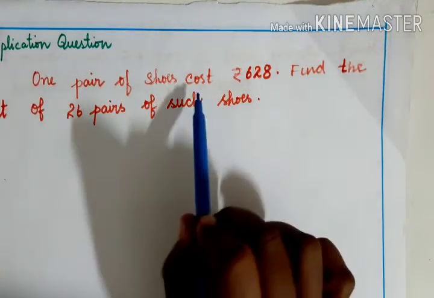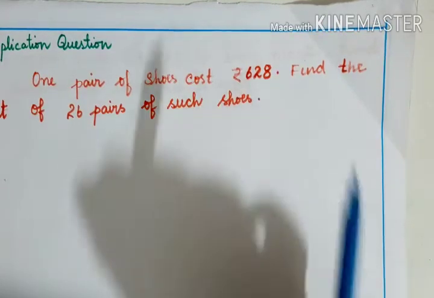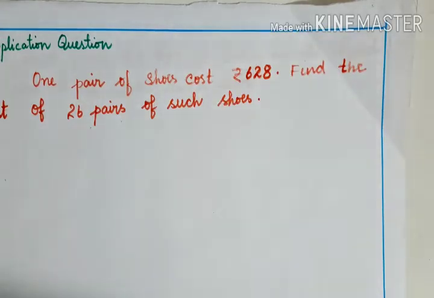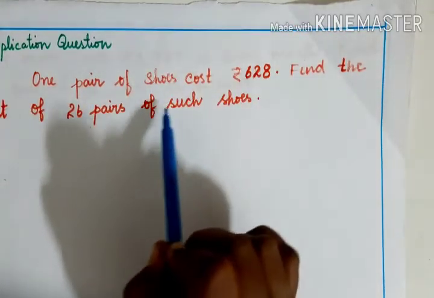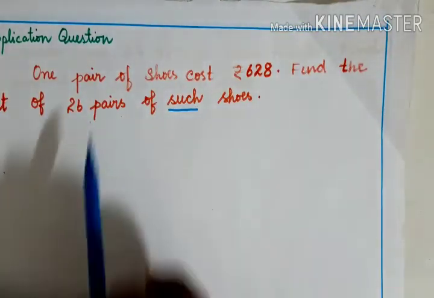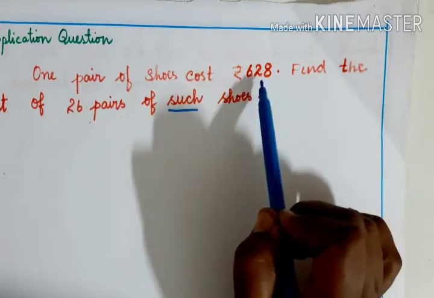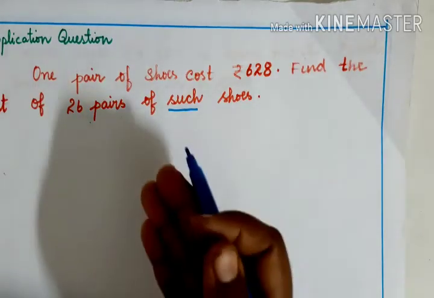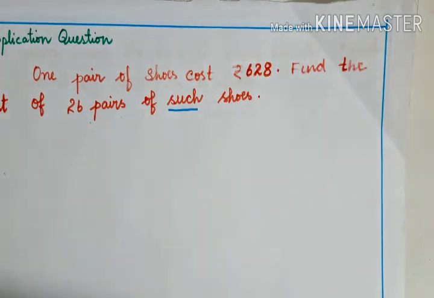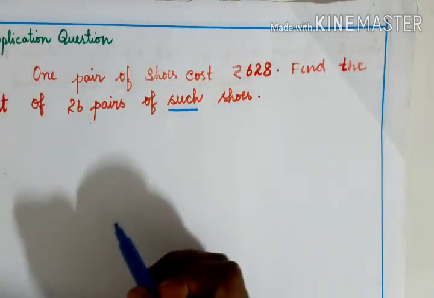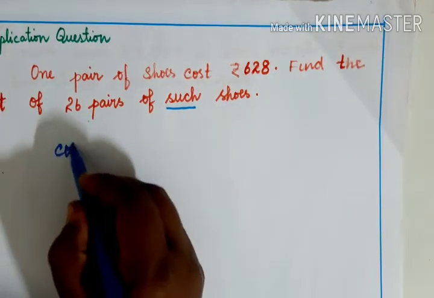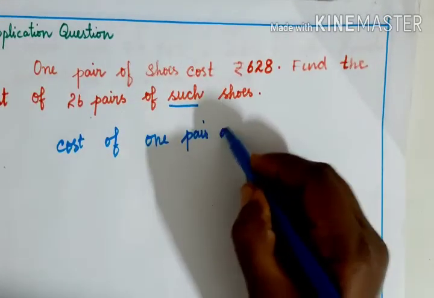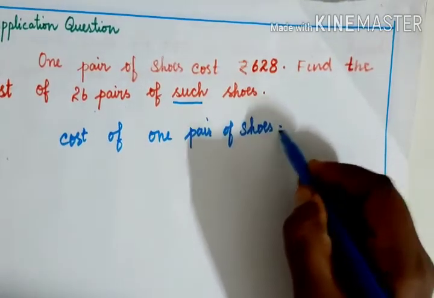Here see, one pair of shoes costs rupees 628. Find the cost of 26 pairs of such shoes. Like this shoe, that is called such shoes. Okay dear. So one pair of shoes is 628. Before you write, you don't write the answer directly. If a statement is given, you should also give the answer in a statement. So what do you have to write? The cost of one pair of shoes. So what is given, you have to first write that.